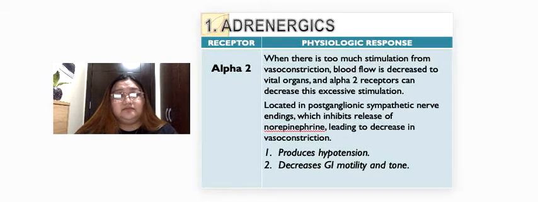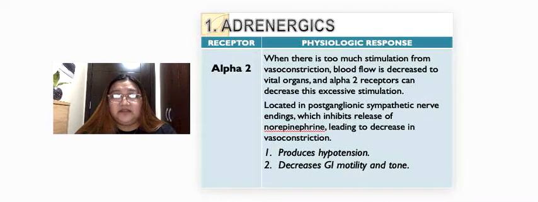Alpha 2 functions when there is too much stimulation from vasoconstriction of alpha 1. Blood flow is decreased to the vital organs, and alpha 2 receptors can decrease this excessive stimulation. Okay? So, ang ginagawa ng alpha 1, di ba, vasoconstriction, kailangan nakokontrol yon. At sino nakokontrol noon? Si alpha 2.